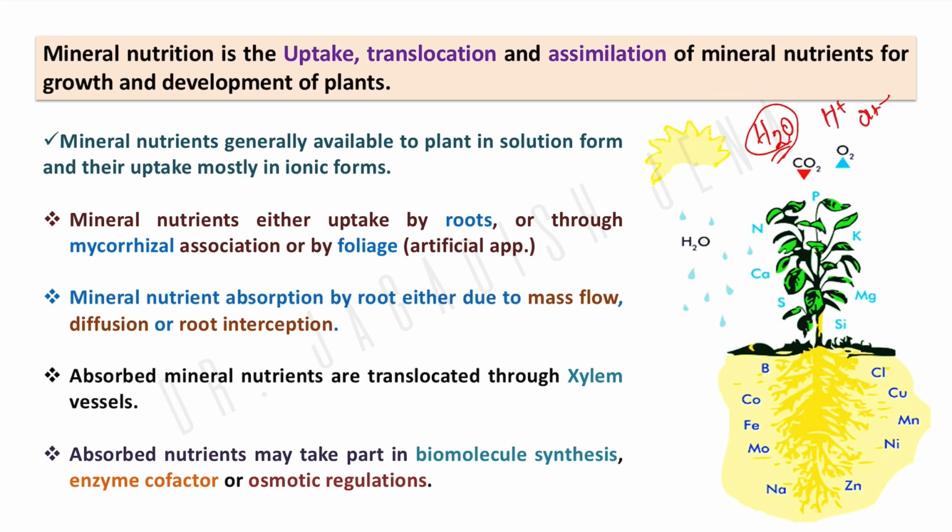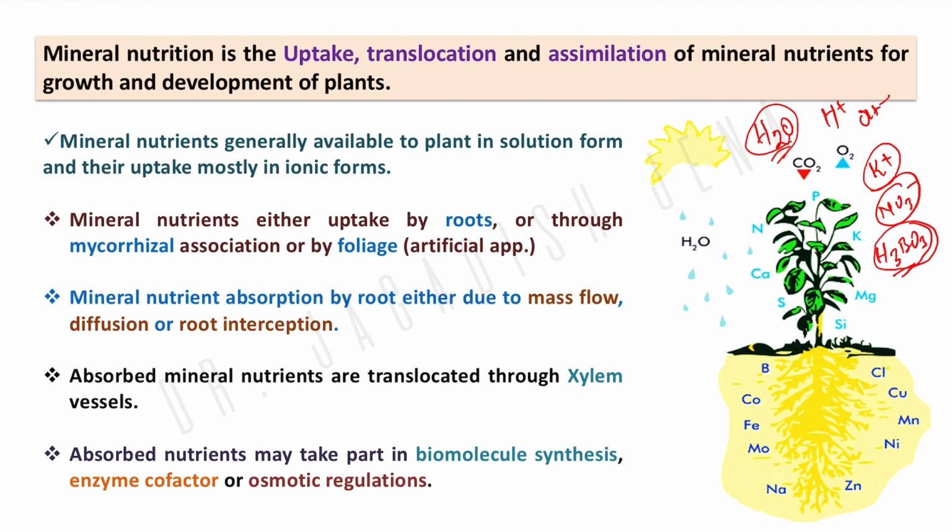Suppose one mineral is K plus, that is cationic form. Then NO3 minus, that is anionic form. Suppose H3BO3, this is in mineral form or non-ionic form.